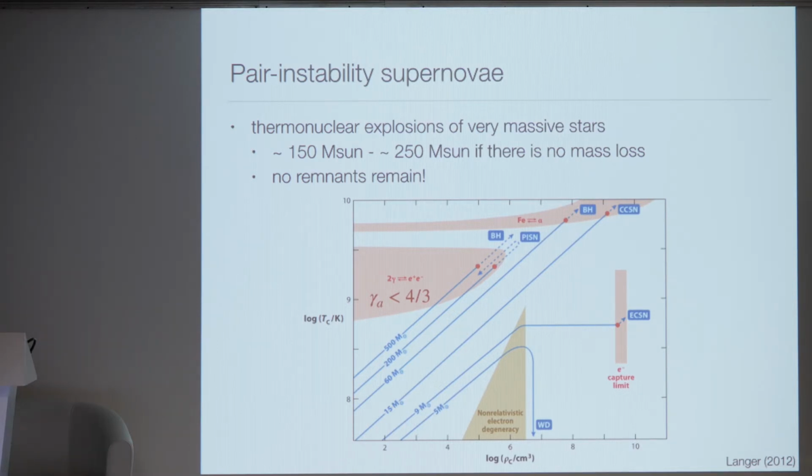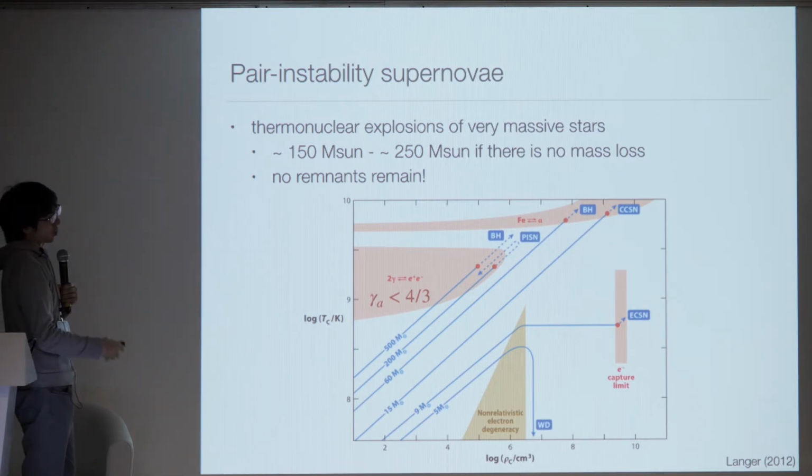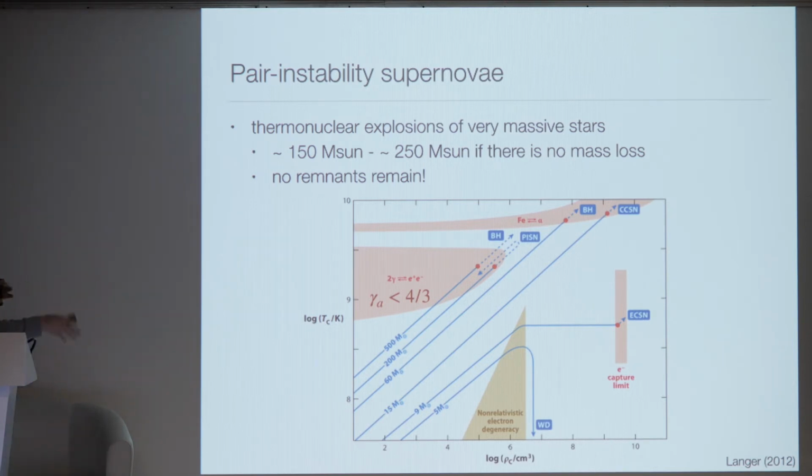And as I explained, this is caused by the nuclear burning inside the star. So it's like a thermonuclear explosion, and there will be no compact remnant; no neutron star or black hole will remain after this explosion.